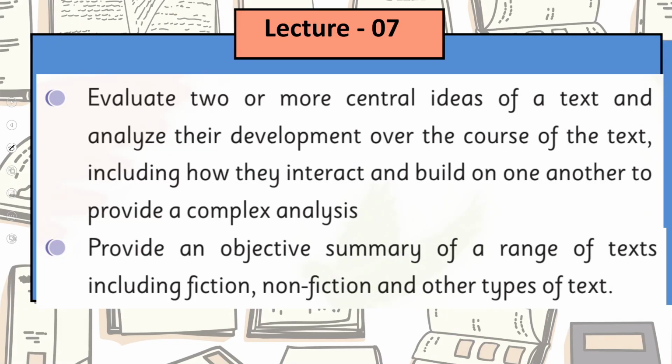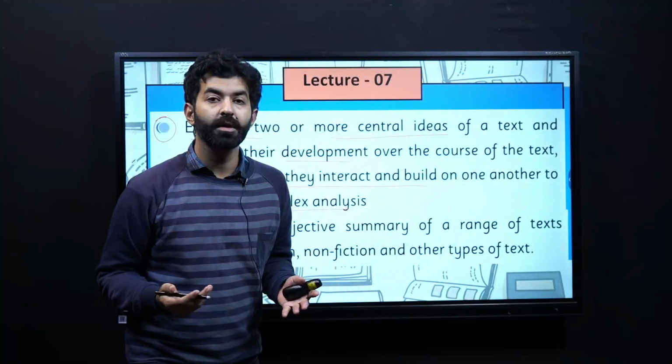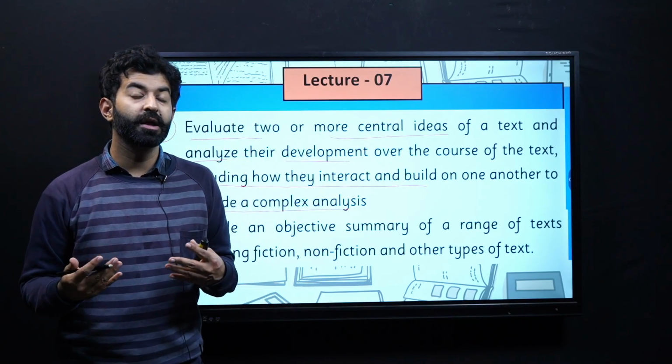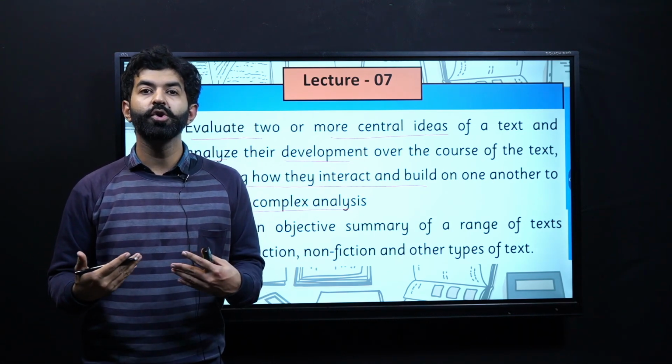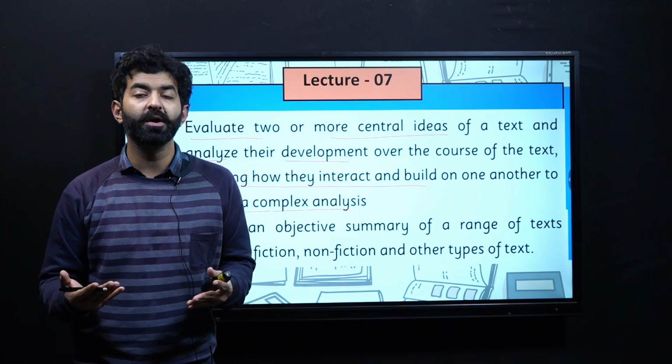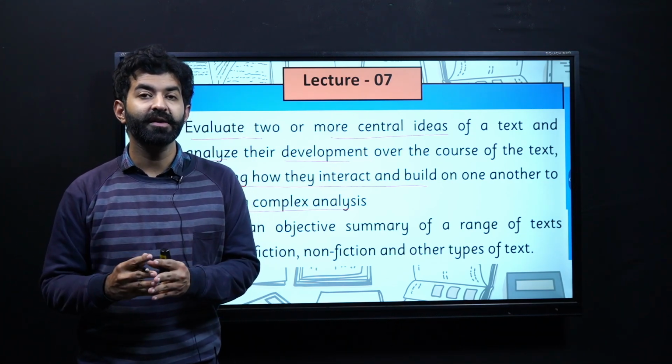Now, we will revise our use of gerunds, infinitives, and participles in this lecture, and then we will evaluate in lecture number 7. Now we are dealing with the reading comprehension SLOs. First one is evaluate two or more central ideas of a text and analyze their development over the course of the text, including how they interact and build on one another to provide a complex analysis. We know that when we are reading something, there's a main idea. But what if there are two main ideas or more than two central ideas? How do you analyze them? We will see about that using different texts as example.